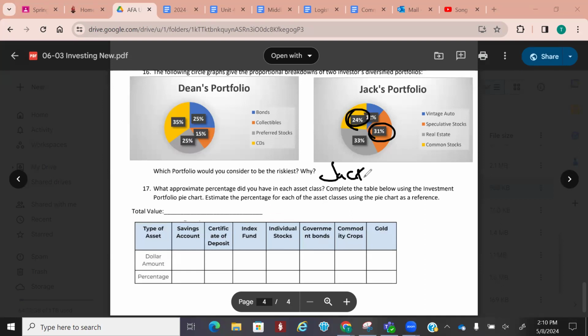So Jack's, and it's common and speculative. Okay, so common and speculative.